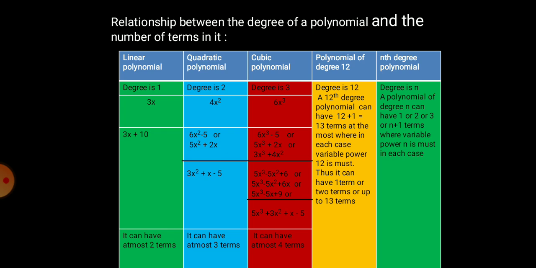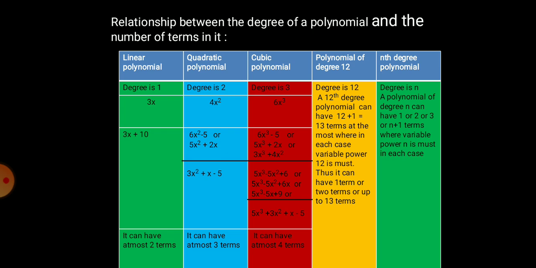Similarly, a cubic polynomial can have 2, 3, 4 terms. But while writing this, the power 3 term is very essential. That is 6x cube. If it has two terms, one term should be the x cube term, and the second term can be a constant, an x term or an x square term. If it has three terms, one x cube term is compulsory and the remaining two can be any other terms. So we have learned that a cubic polynomial will have maximum or at the most four terms. It can have one, two, three, or four.